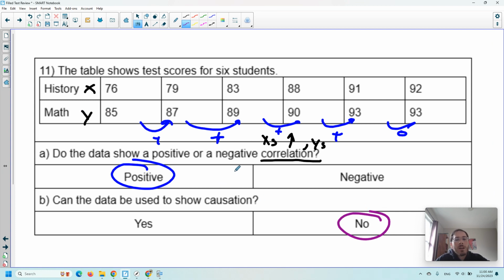So we don't want to pick that. Causation means it has to happen every single time. So most things that are in the real world are not causation. Correlation does not cause causation.